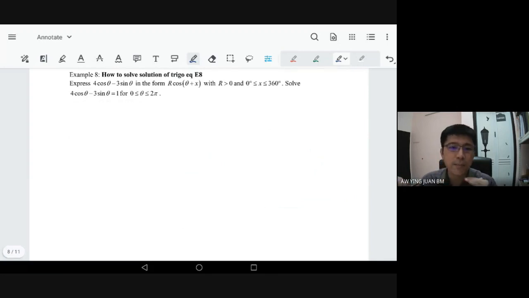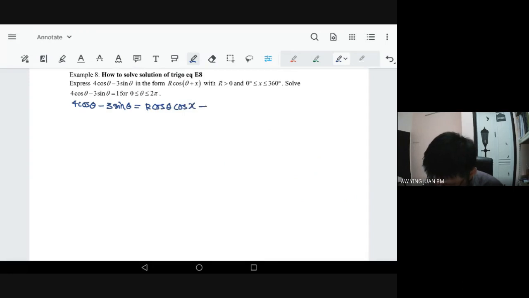So if you move to example 8, so that is a situation. So let's discuss. Express 4 cos theta minus 3 sin theta in the form of R cos bracket theta plus x. So meaning that we have 4 cos theta minus 3 sin theta equals, it depends on you. You want to write R cos also can, or you want to straightforward expand also can. So meaning that R cos theta cos x minus R sin theta sin x.